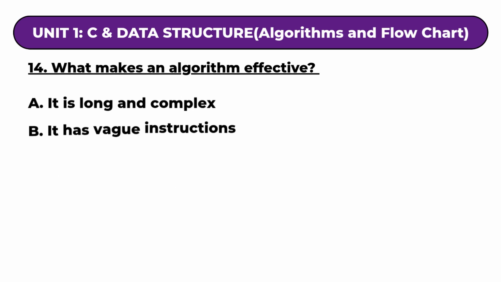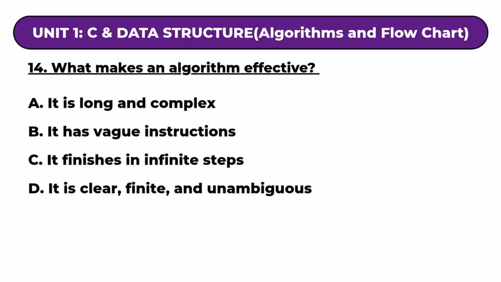What makes an algorithm effective? A, it is long and complex. B, it has vague instructions. C, it finishes in infinite steps. D, it is clear, finite, and unambiguous. Correct answer? D, it is clear, finite, and unambiguous.